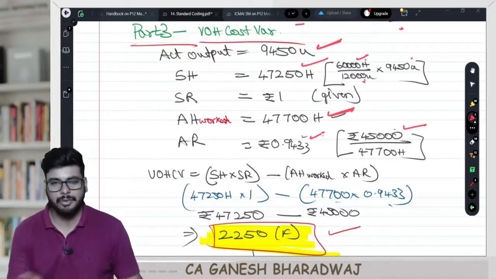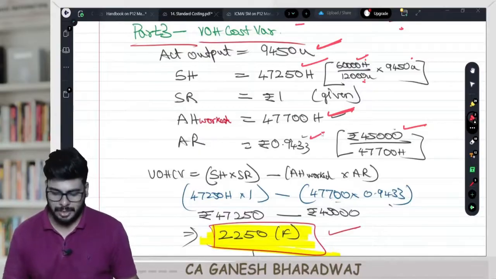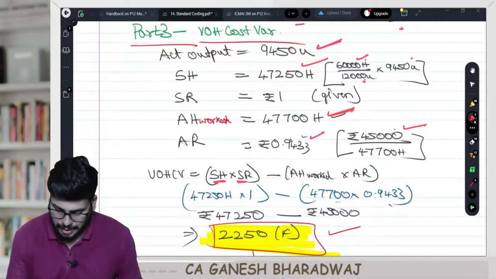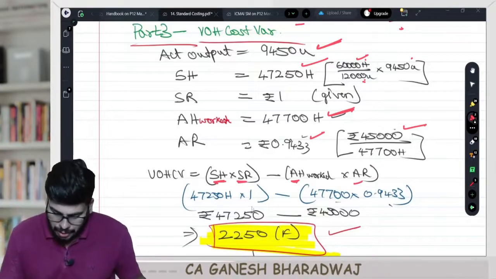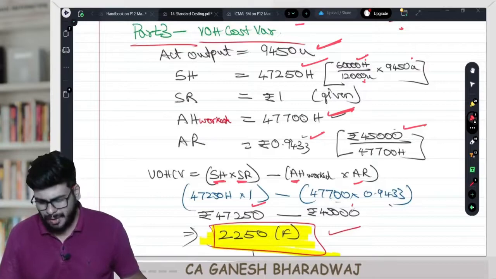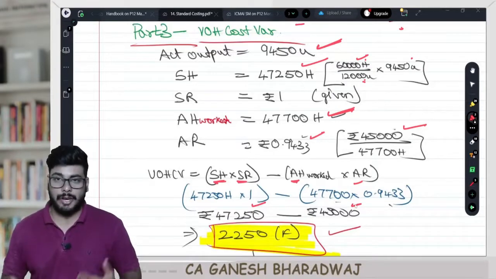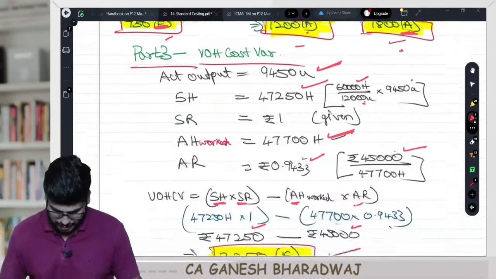So now what you need to do is just apply the formulas here. Variable overhead cost variance is standard hours into standard rate minus actual hours into actual rate. Just plug the figures in respectively. You should have incurred 47,250. You have actually incurred only 45,000, so 2,250 is a favorable variance. Clear with this, guys? All right.